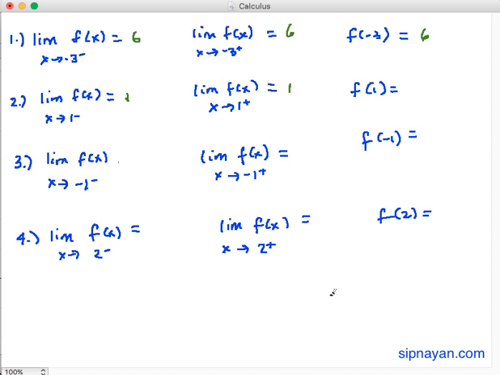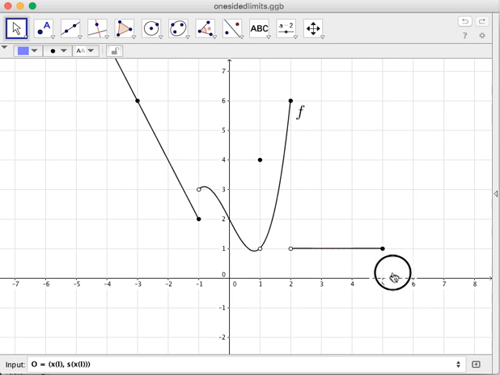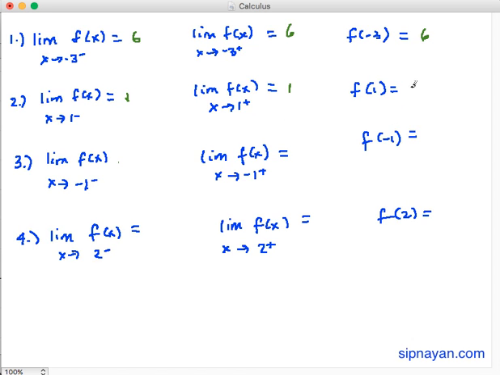But f of 1, ano ang f of 1 natin? What is the value of f of 1? Wala muna tayong ganyan. Wala siyang value dito, di ba? Kasi pag nakikita kayo ng ganitong klase ng point, yung empty na circle, ibig sabihin wala siyang value dyan. Pero dito meron siya. Ang value niya ay 4. So f of 1 is equal to 4. So hindi siya pareho. Ang pareho lang itong dalawang ito.